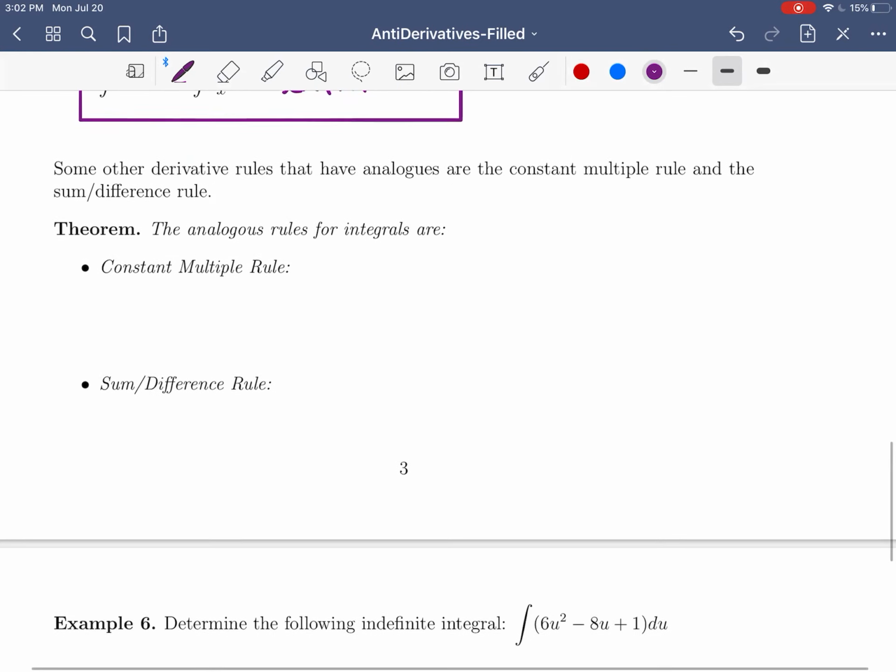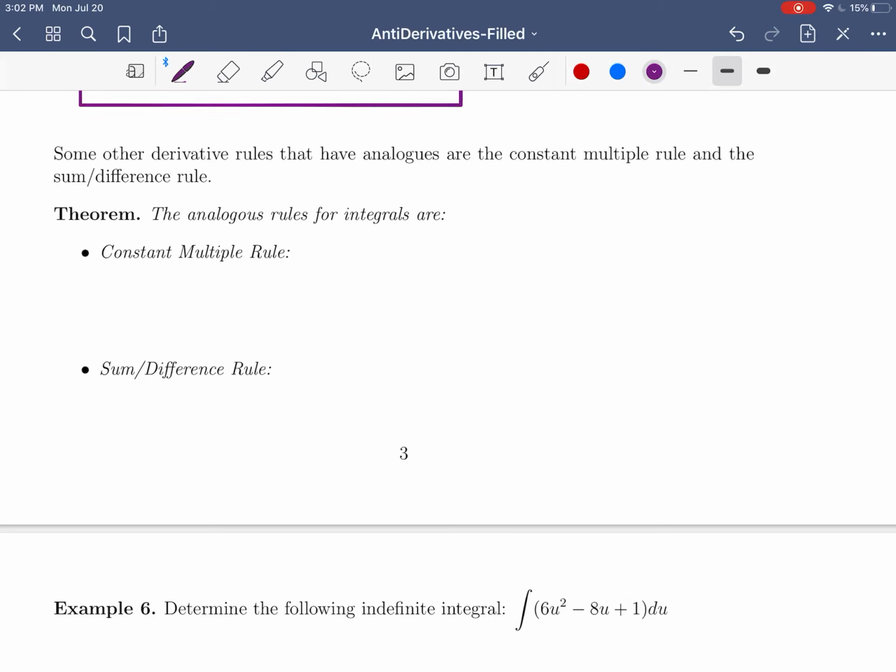There are some other derivative rules that have analogs for the antiderivative. So the constant multiple rule: if you want the indefinite integral of a constant times some function of x, just like with the derivative, you can pull the constant outside. So this is k times the indefinite integral of f of x dx. So you're allowed to bring the constant out.